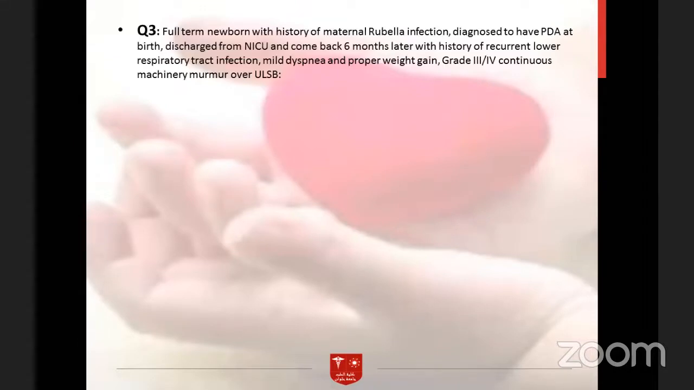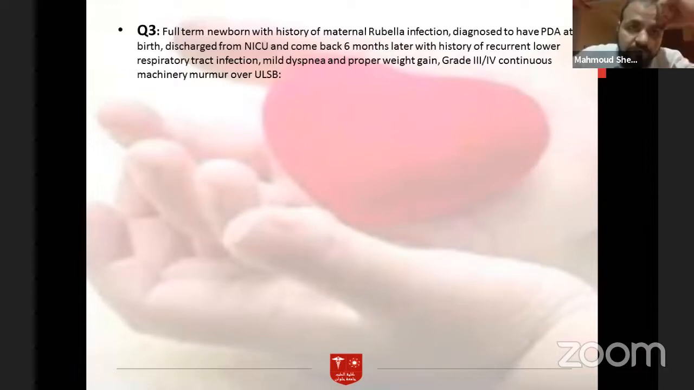And the next step in this talk will be with a case scenario. So here we have the third question in this webinar. A full-term newborn with a history of maternal rubella infection, diagnosed to have a PDA at birth, discharged from NICU, and came back 6 months later with a history of recurrent lower respiratory tract infection, mild dyspnea, and proper weight gain.